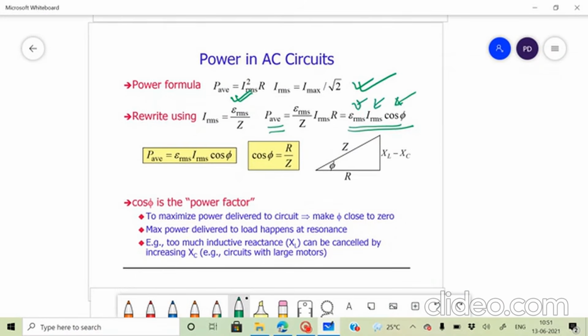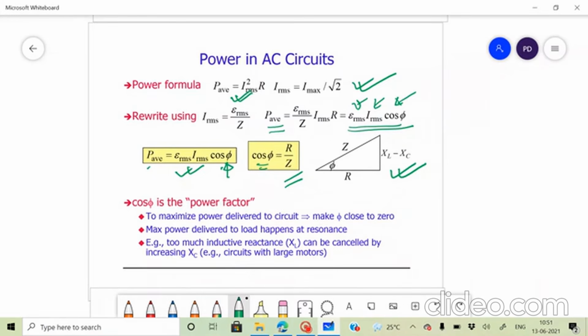Do you remember that I told you that cos phi is going to come back again? So cos phi was R over Z. So this is the new expression for the average power. Now look at this phasor diagram which I showed you earlier as well. So cos phi is the power factor. Why power factor? It is basically P average goes as cos phi.